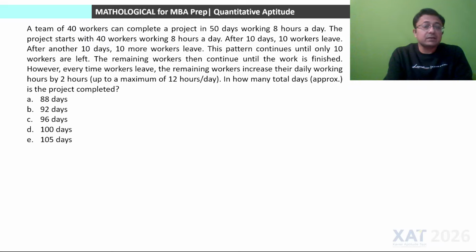However, every time workers leave, the remaining workers increase their daily working hours by 2 hours up to a maximum of 12 hours per day. In how many days total approximately is the project completed? Total 40 workers, they can complete a project in 50 days, 40 workers 50 days when they are working 8 hours a day. So from here we will get the value of work.